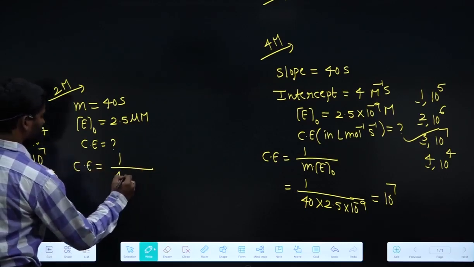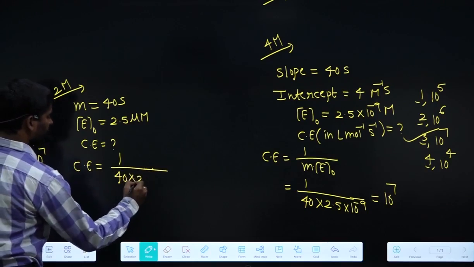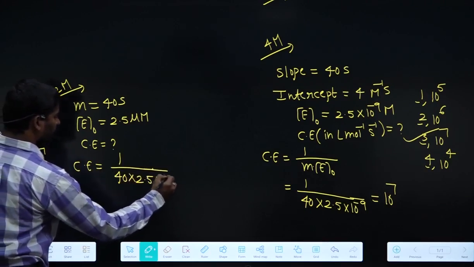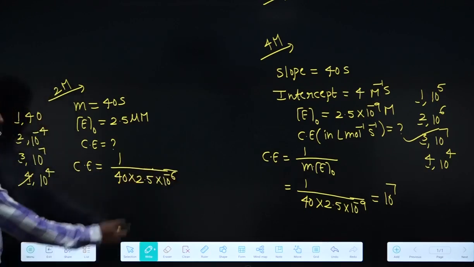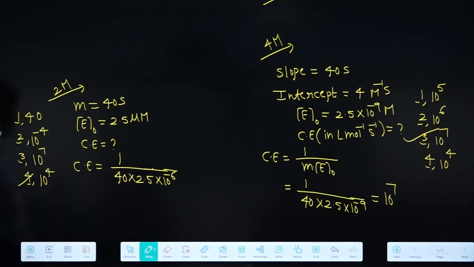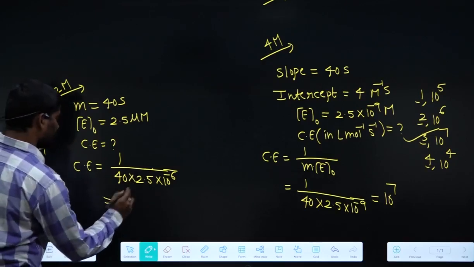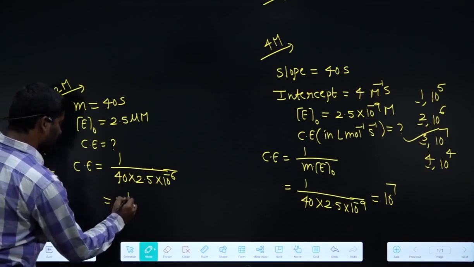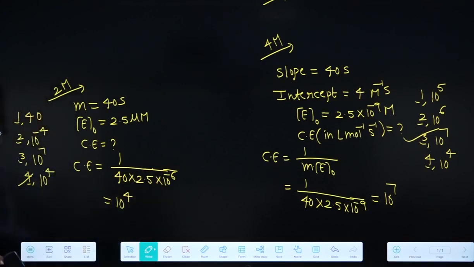1 by slope, that is 1 by 40, into E naught. 2.5 micromolar means 10 power minus 6. 2.5 into 40, that is 100, 10 power 2. So 2 minus 6 is minus 4. If you bring to numerator, plus 4. 10 power plus 4, and the unit we will get is M inverse second inverse.